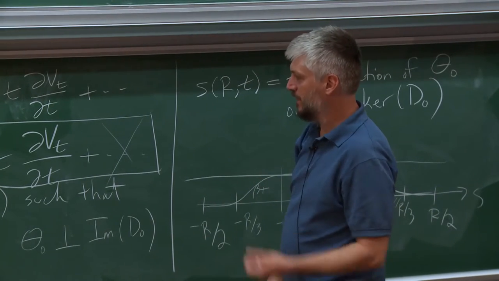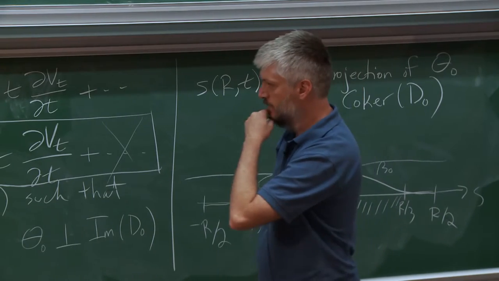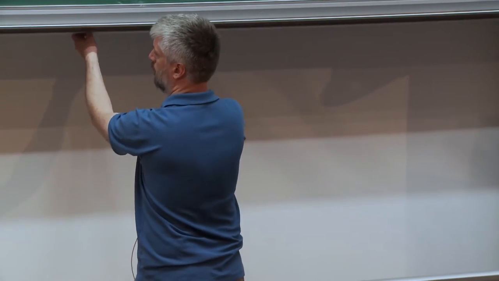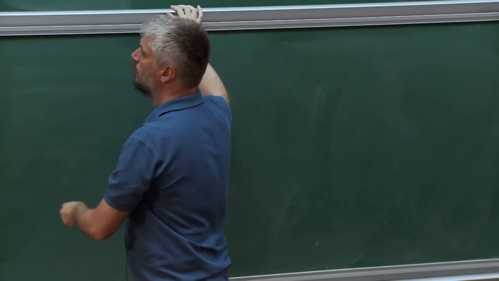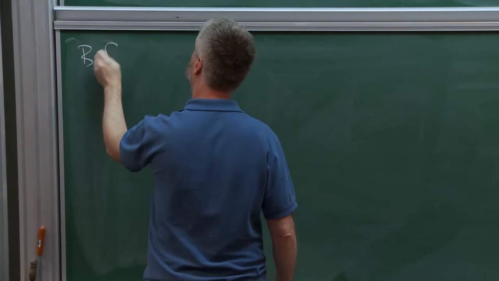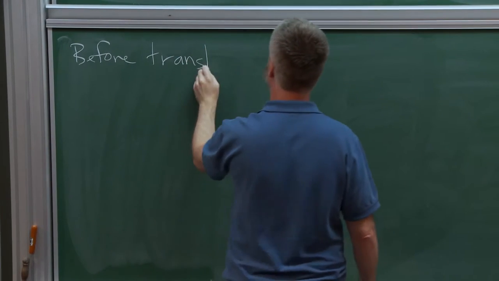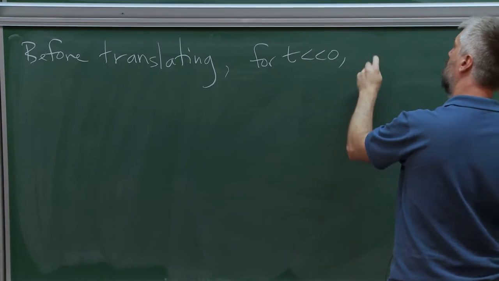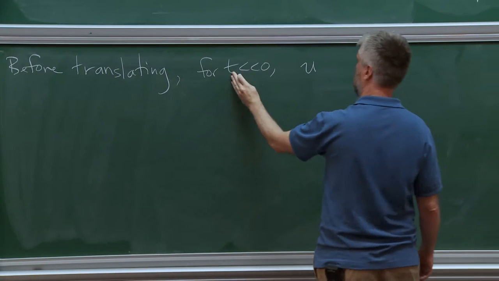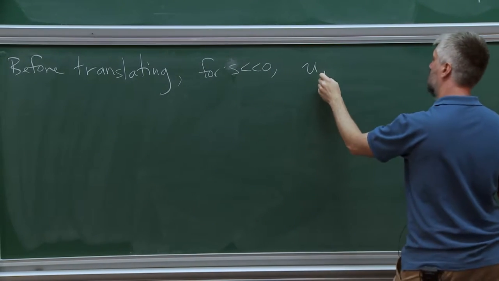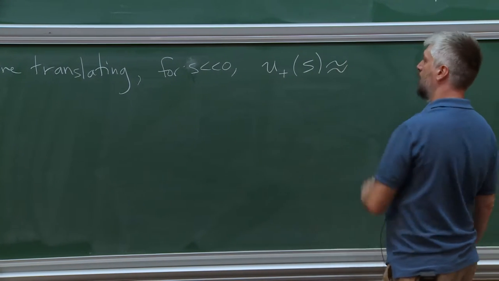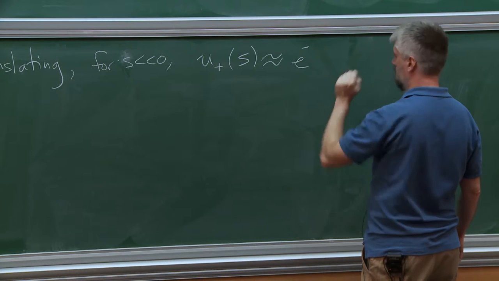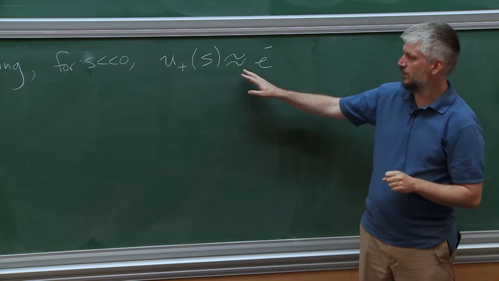Yeah. So then we have an approximate section, and then this u plus, we can also simplify a little bit. Well, we have to think about the asymptotics of u plus. So before translating, for s very negative, what is u plus of s? Well, it's approximately e to the minus, in which way is it going to go? Six s, nothing to do with 6. I'm just talking about Morse theory right now.